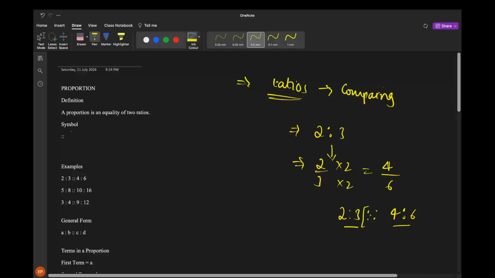So this is called proportion. Proportion is an equality of two ratios. That's it. 2 is to 3 is proportion to 4 is to 6. 5 is to 8 is proportion to 10 is to 16. 3 is to 4 is proportion to 9 is to 12. You can see here 2 is to 3, 4 is to 6, right? 5 is to 8 is proportion to 10 is to 16, meaning we are multiplying by 2. That's it. 5 2s are 10, 8 2s are 16. So this is called proportion.